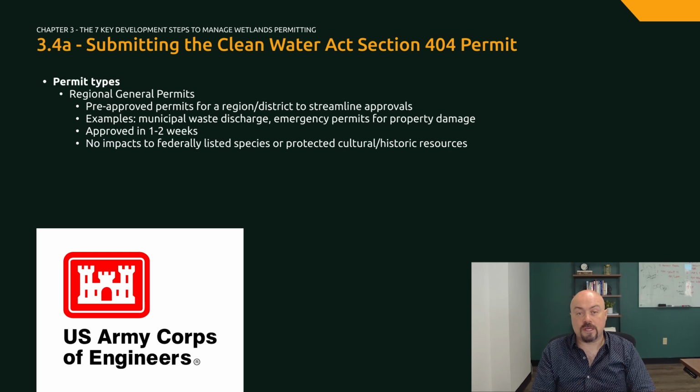Regional general permits are pre-approved permits for a region or district to streamline approvals. Examples include municipal waste discharge for cities and counties, as well as emergency permits for private property damage. Emergency permits can be approved in 1 to 2 weeks, but are not allowed if there are potential impacts to federally listed species or protected cultural historic resources.